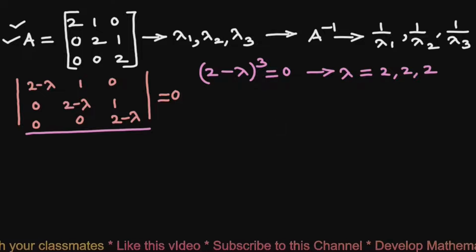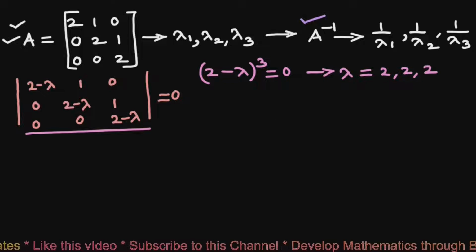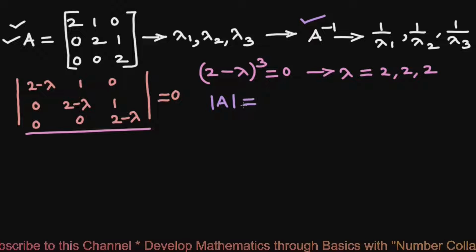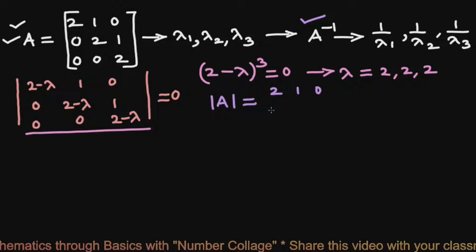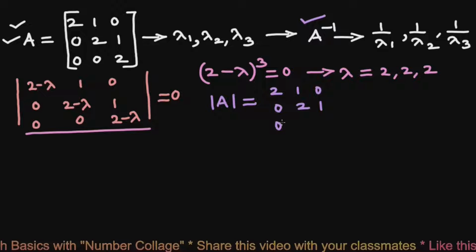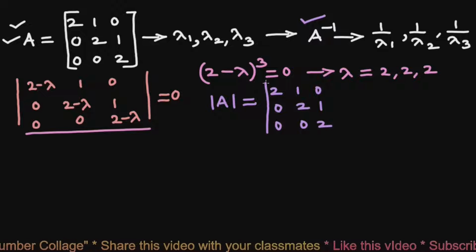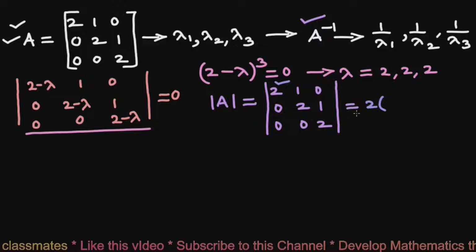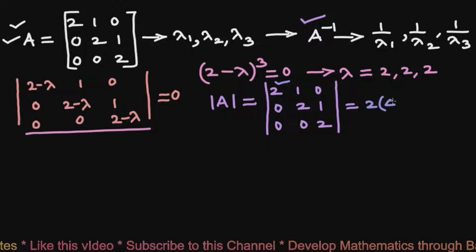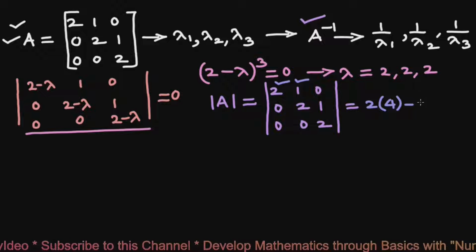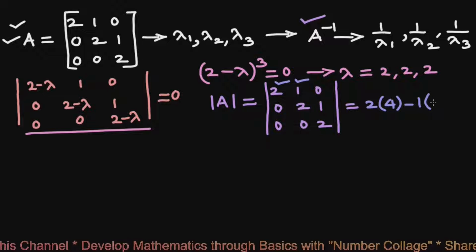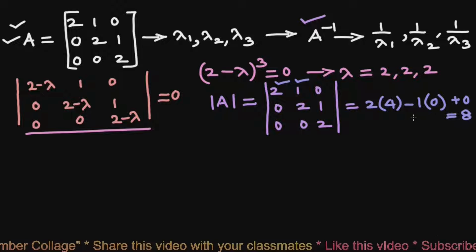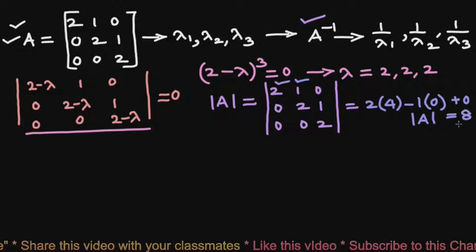Next, we have to find out matrix A inverse. For that, let us first evaluate determinant of matrix A. That will be 2 1 0, 0 2 1, 0 0 2. Determinant of this will be 2 multiplied by 2 twos are 4 minus 0, that is 4, minus 1 into 0 minus 0, plus 0, that will be 8. So determinant of matrix A is 8.